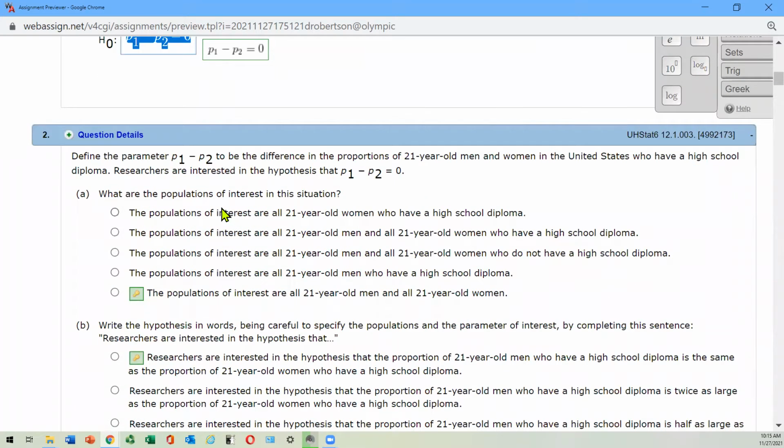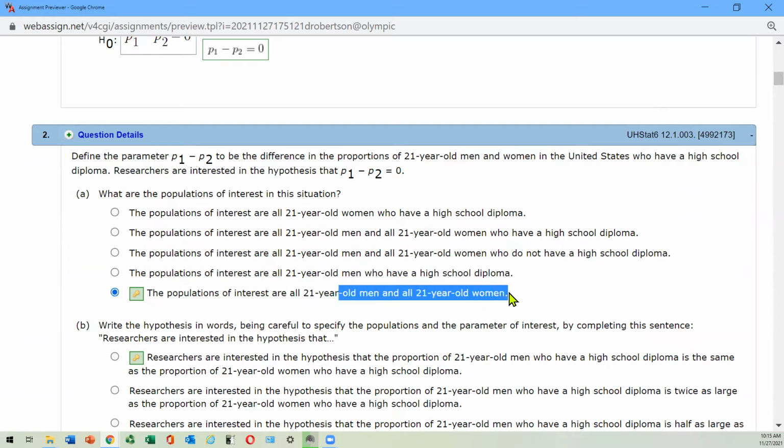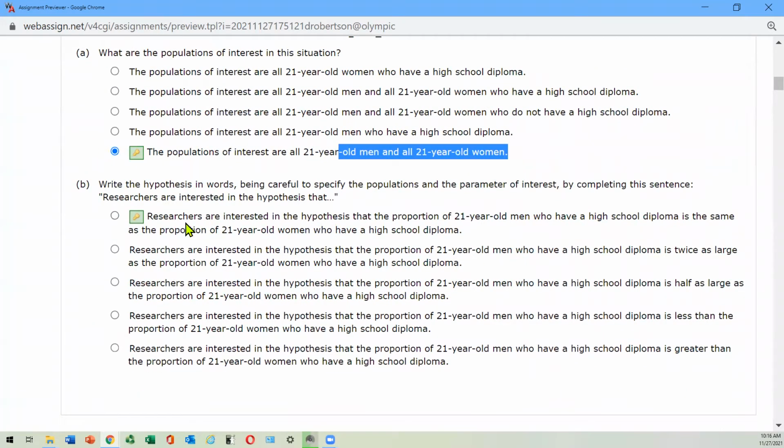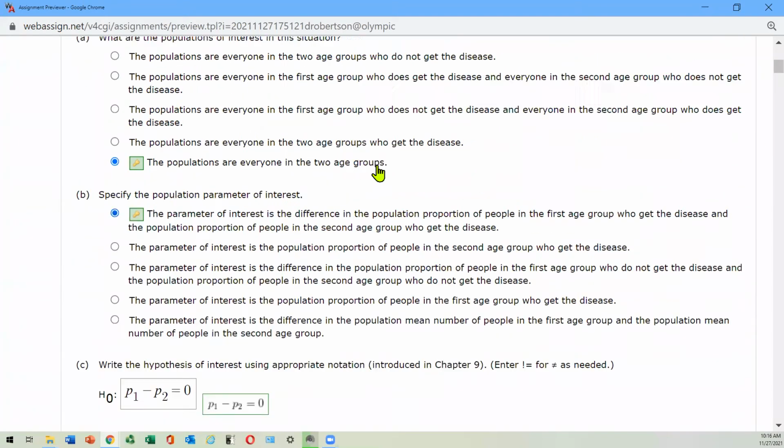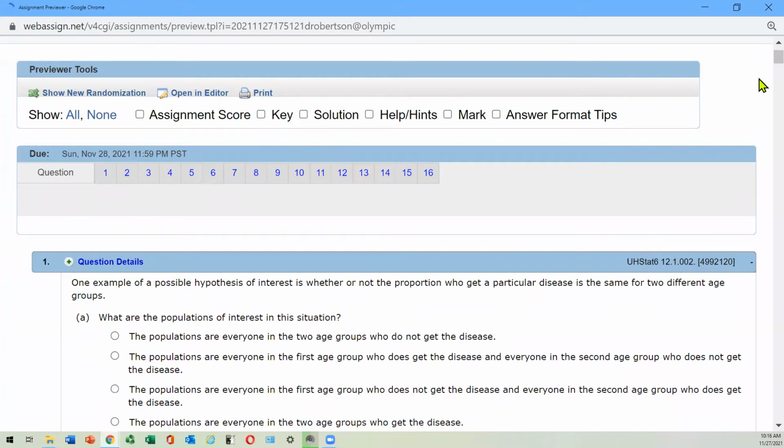Define the parameter P1, P2 to be the difference in proportions of 21-year-old men and women in the United States who have a high school diploma. Researchers are interested in the hypothesis that they're equal. So the population, in this case, are all 21-year-old men and women, and we are interested in their being the same as each other. And I am now going to take off those guys as they are a distraction.